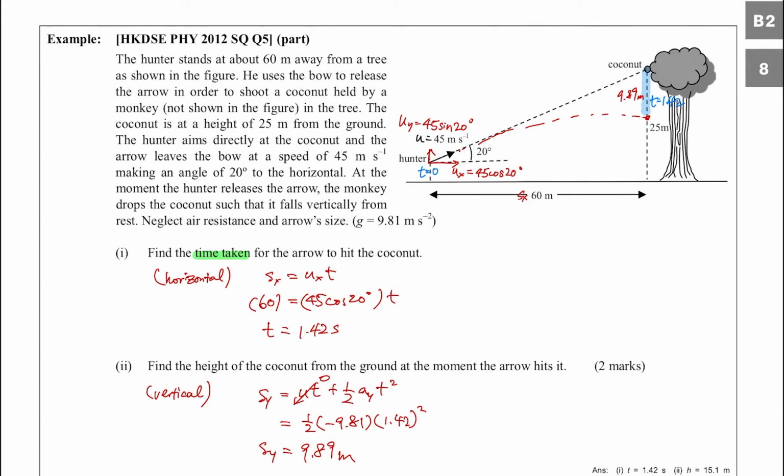So we can calculate the distance from the ground because the coconut is originally 25 meters above the ground. So the height from the ground is equal to 25 meters minus 9.89. So it is 15.111 meters.